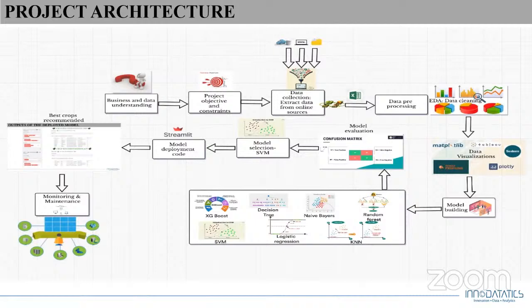Next, we understood project objectives and constraints. The project objective is to build a web app for recommending the best crops to the farmers based on several factors. The project constraint is that this model may get impacted by unforeseen conditions like rainfall, droughts, and other natural calamities, and the market price may not stay static and it keeps fluctuating from time to time.